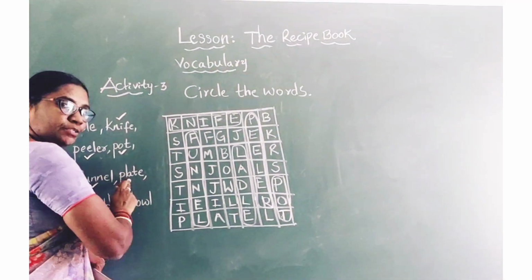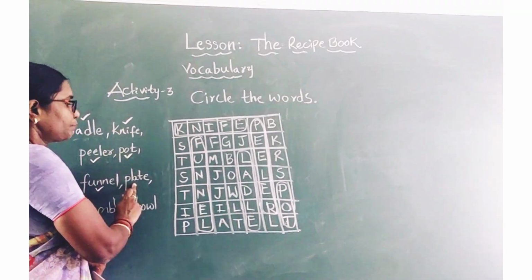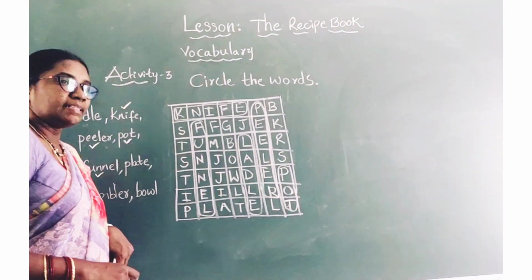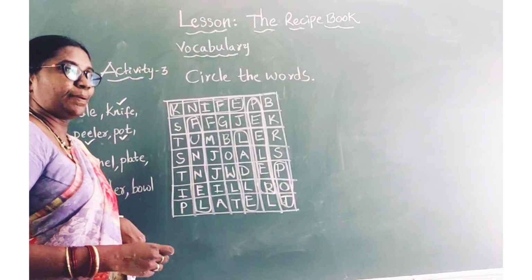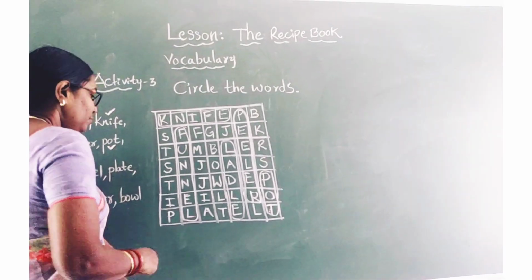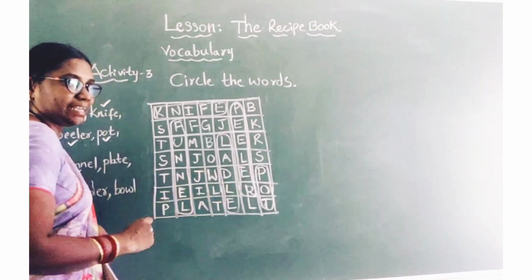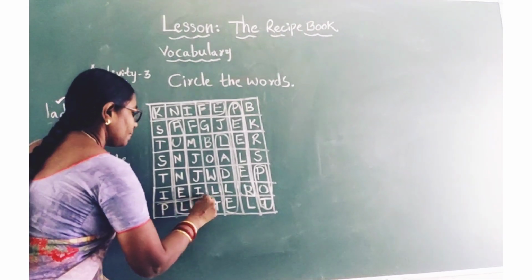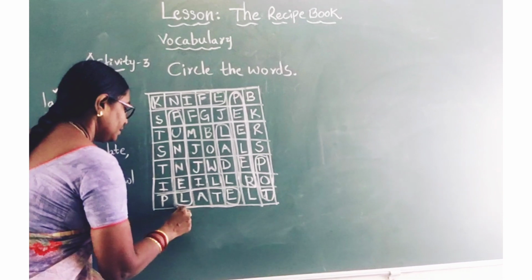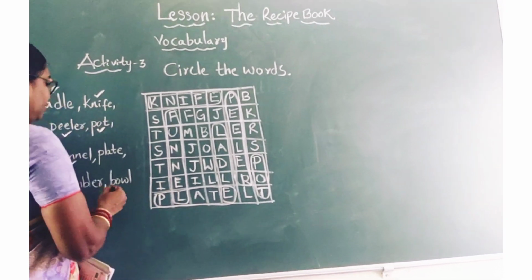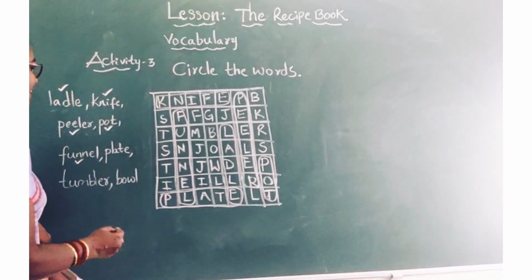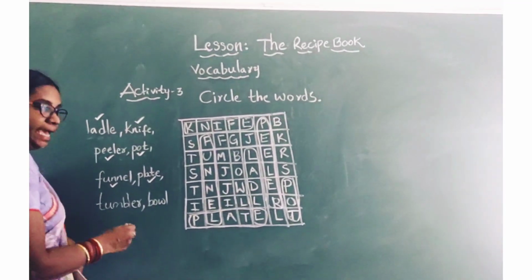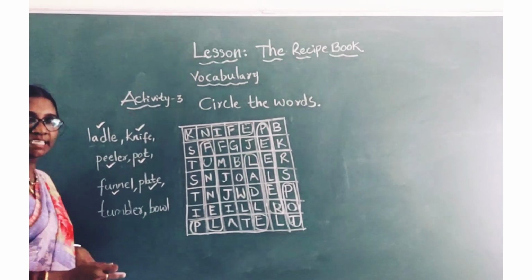And again, coming to the next word, plate. P-L-A-T-E. Where is plate? Radha, can you please tell me where is the word plate? Oh, very good. Yes, in the last line. P-L-A-T-E, plate. So, very good. Radha, you said very well. Congratulations. Keep it up. And we have only two words left here.